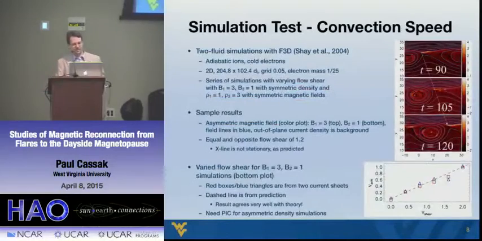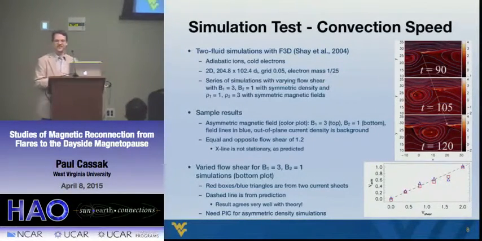So real quick, I'm going to take you through some simulations we did to test these. For all the simulation stuff I'm going to show you, I'm not going to really give you any of the details of what we did, but definitely ask if you have any questions. These were two-dimensional simulations, though, and we did a series of different magnetic field asymmetries and different density asymmetries. So here's a sample. Oh, and in all the simulations, the flow shear was, or the flow was equal and opposite.